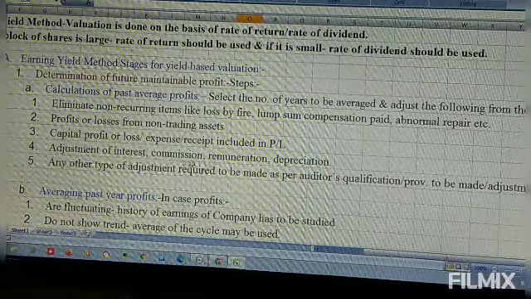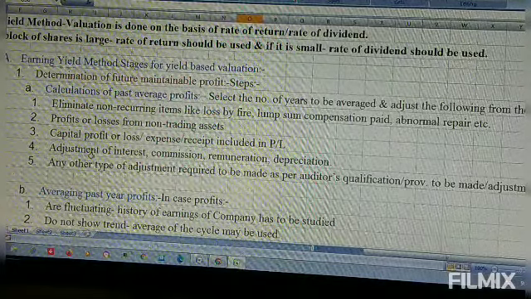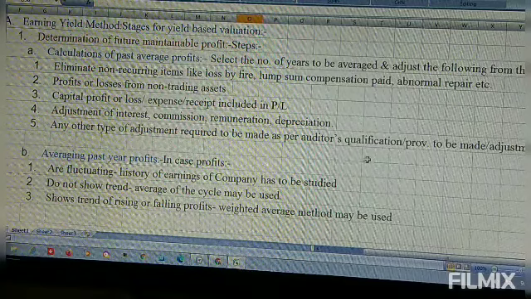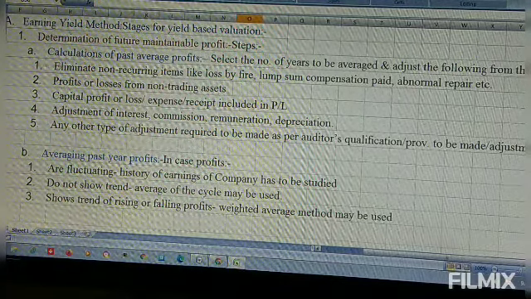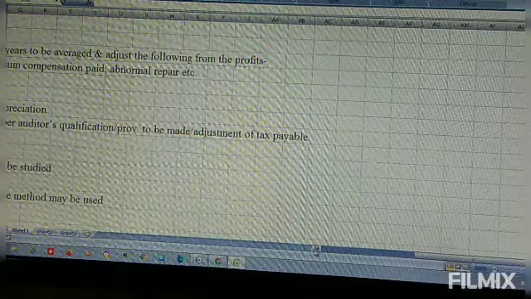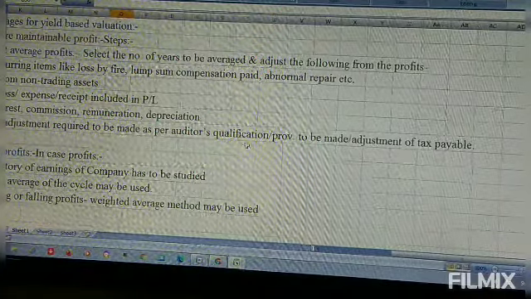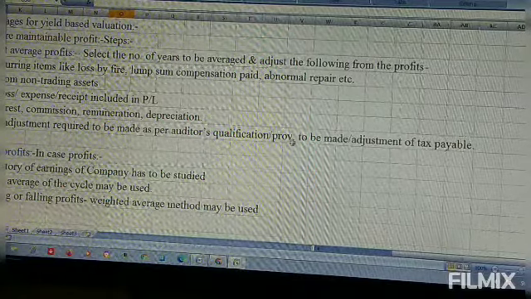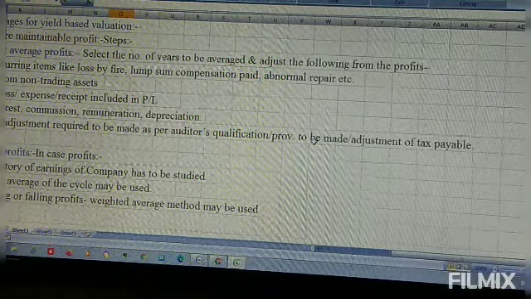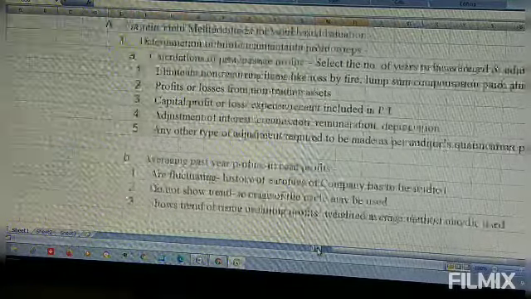Then adjustment of interest, commission, remuneration, depreciation, if any, we have to make and consider. Remember that. Then any other adjustment required as per auditor's qualification and provisions to be made. Then adjustment of tax payable should be made. For example, if auditors are paid remuneration, that should be taken. Then provision for doubtful debt, provision for taxation, such things should be taken. Okay, this is how we have to find out.